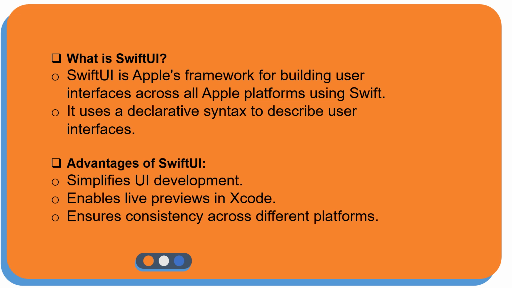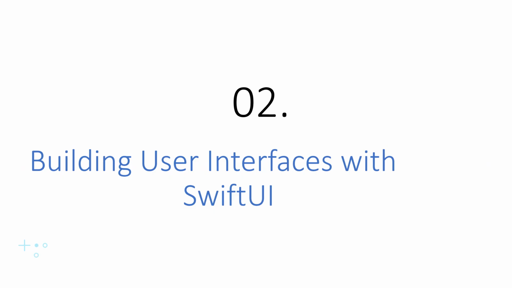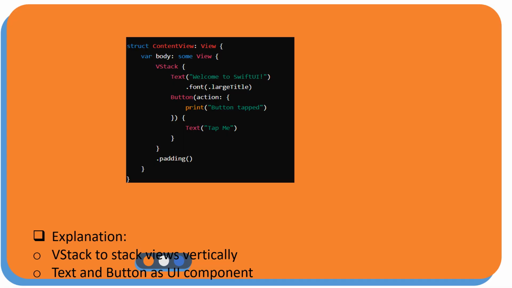Now that we have covered the basics of SwiftUI, let us dive into building user interfaces. We'll start by creating a simple UI that greets the user by name. First, let us look at the code and then I'll break it down step by step. So in the code, we can see a ContentView, a VStack, a Text, a Button, and a Text, and at the end, padding. So let us break down what's happening here.